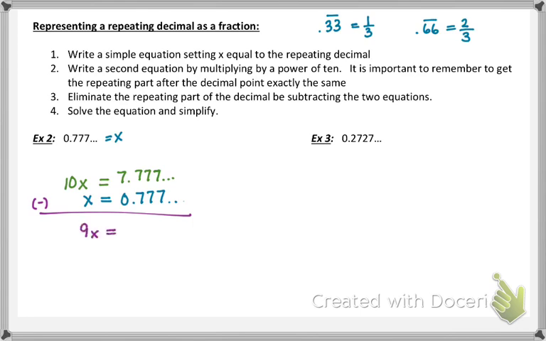And then the 0.777 subtract away, 7.777 minus 0.777 is just 7. And then we can solve for x. Divide by 9. x is 7/9. So 0.777 repeating as a fraction is 7/9.